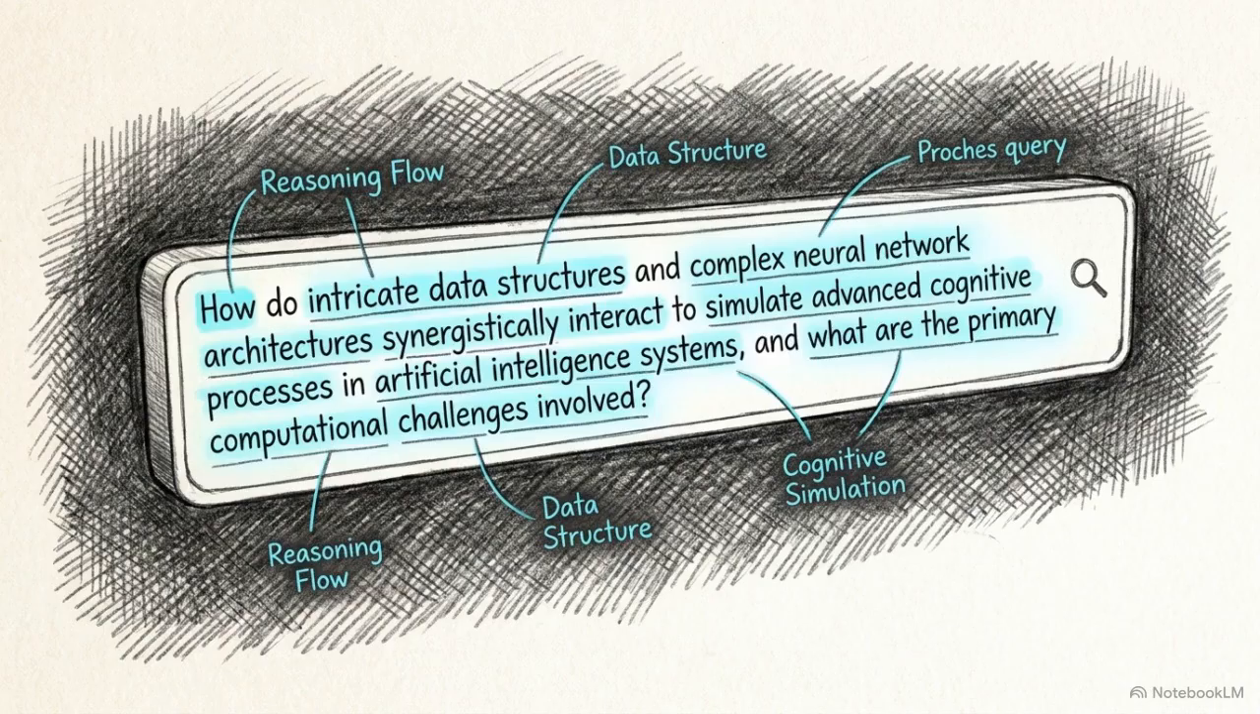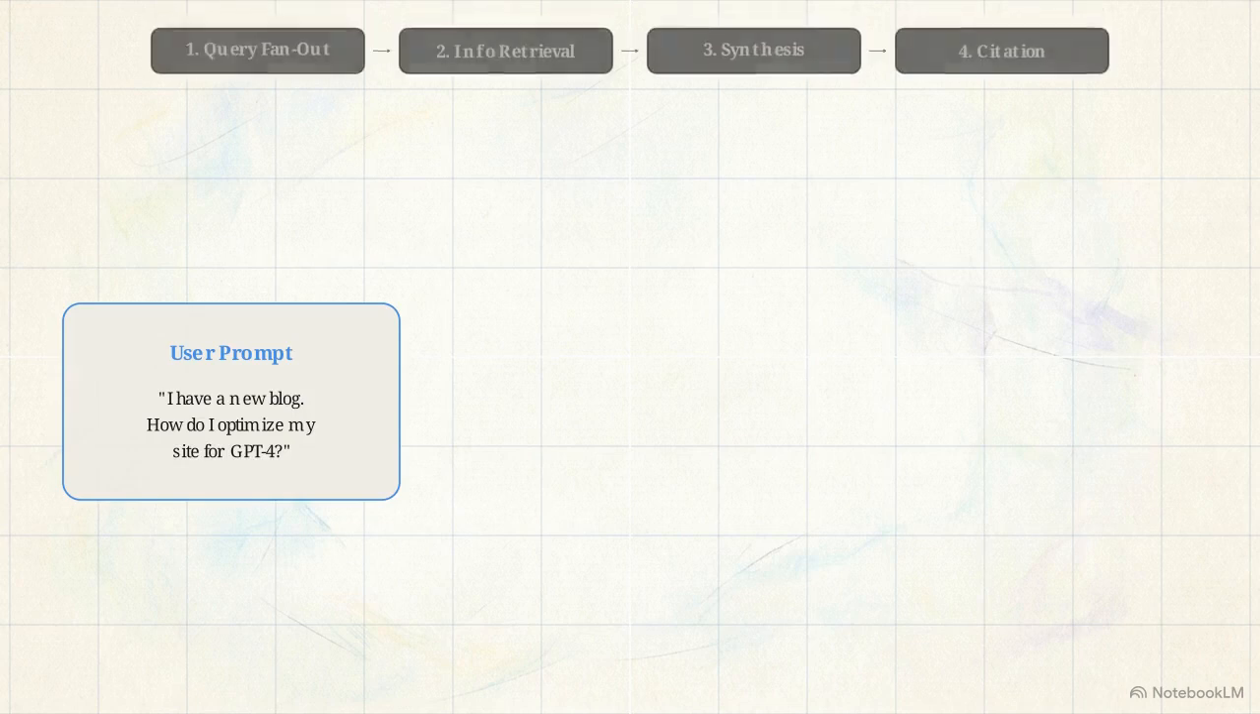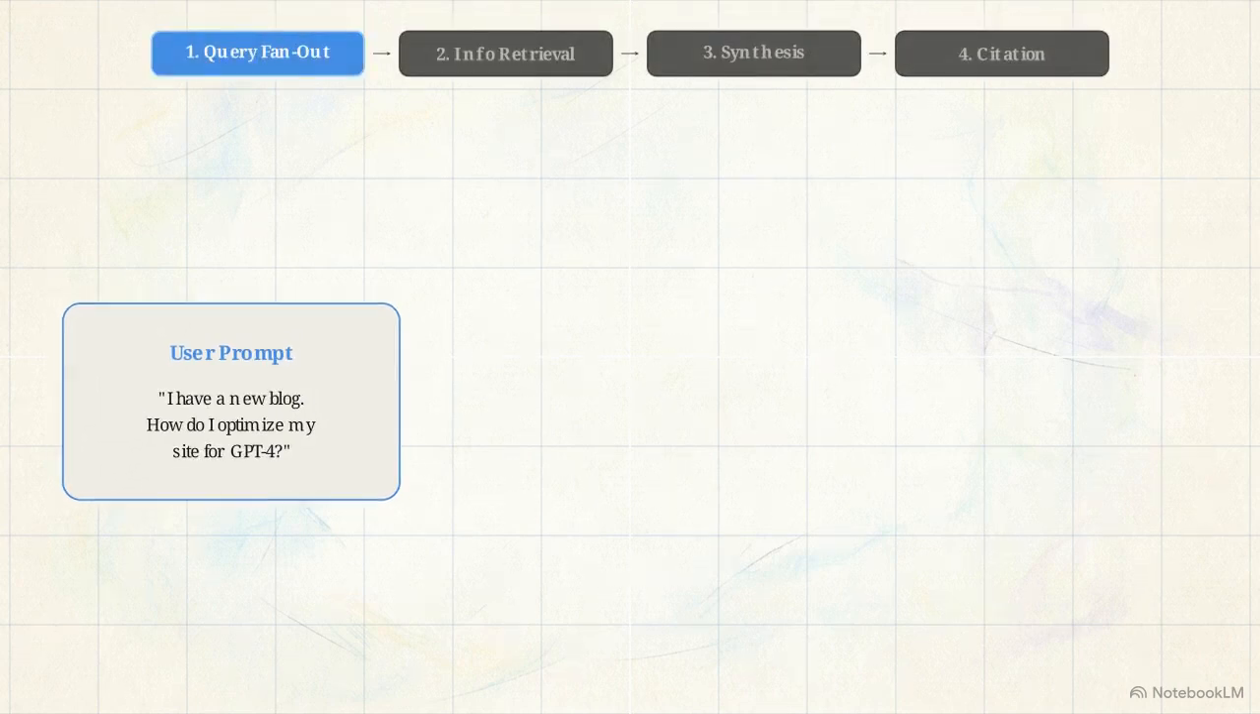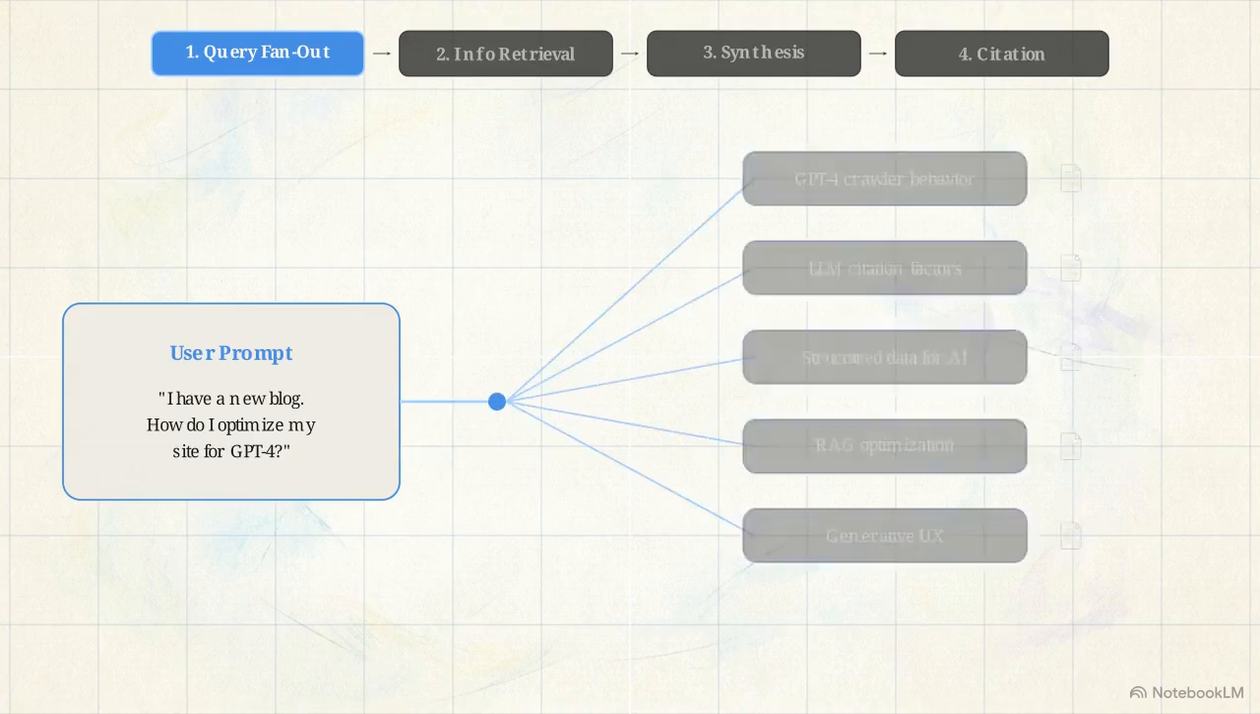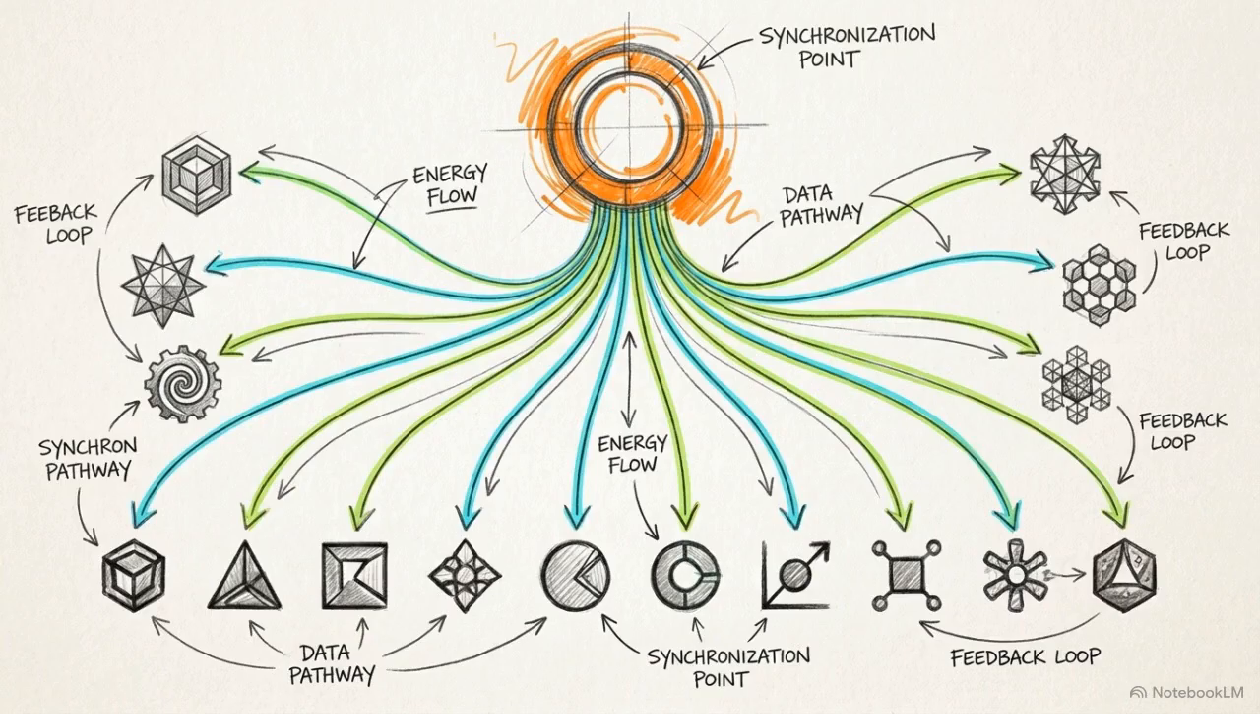When a prompt is submitted to a generative engine, it does not execute a simple keyword match. This flowchart maps the engine's hidden four-stage pipeline. The first stage is query fanout, where the initial user prompt immediately divides into multiple concurrent search pathways. The model breaks a single complex question into a dozen smaller subqueries to gather a broad, contextual understanding of the topic.